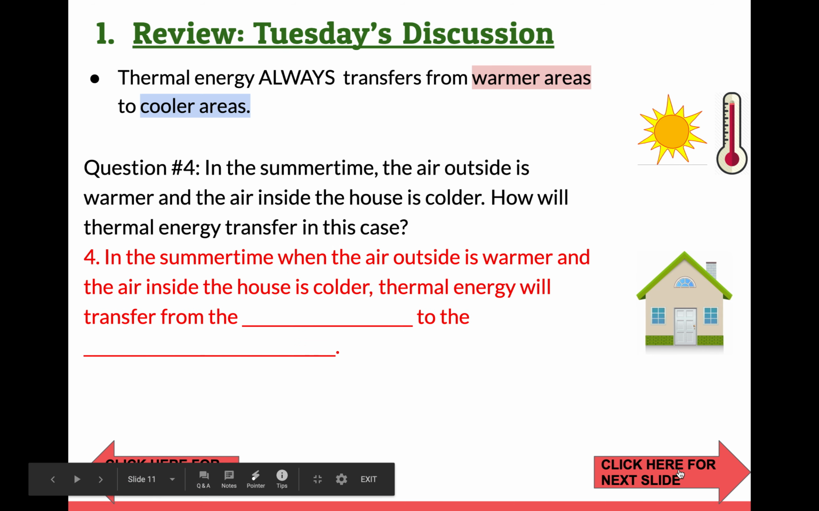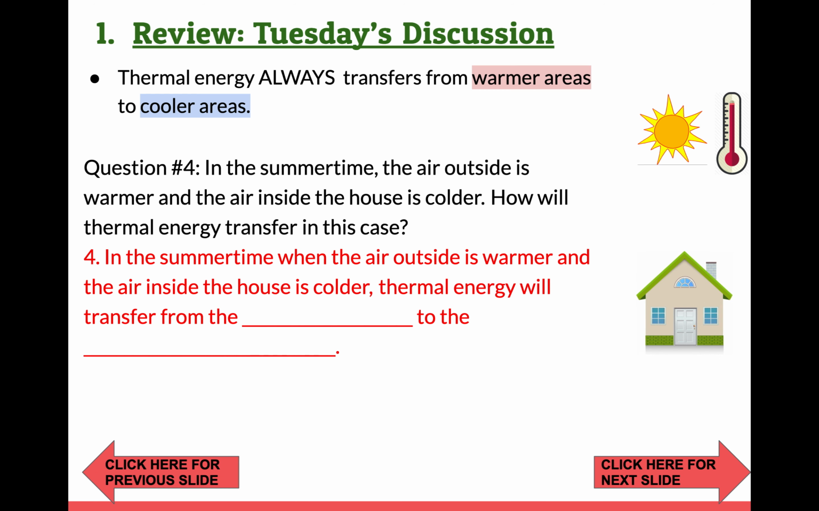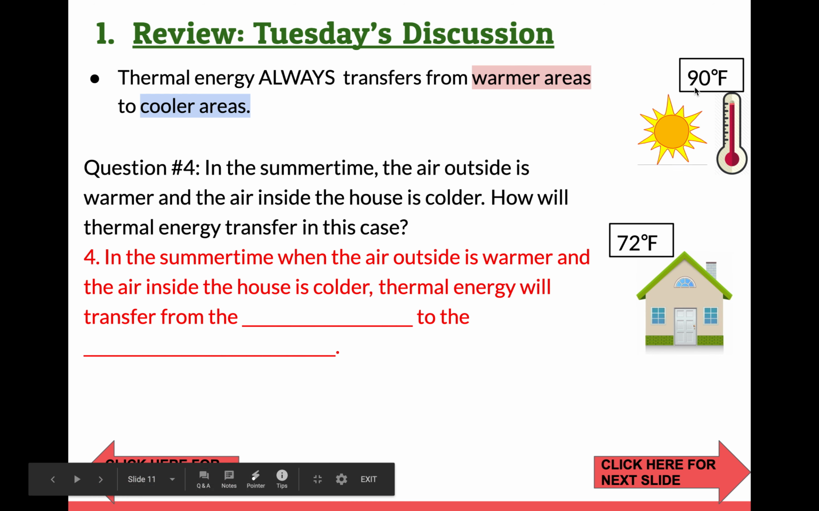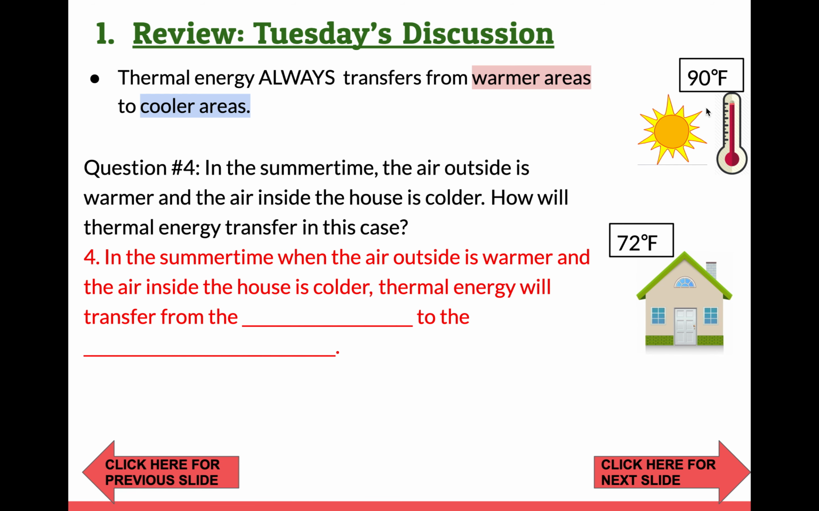All right, last question. In the summertime, the air outside is warm and the air inside the house is colder. So this time the air outside is warmer, it's 90 degrees. So how will thermal energy transfer in this case?